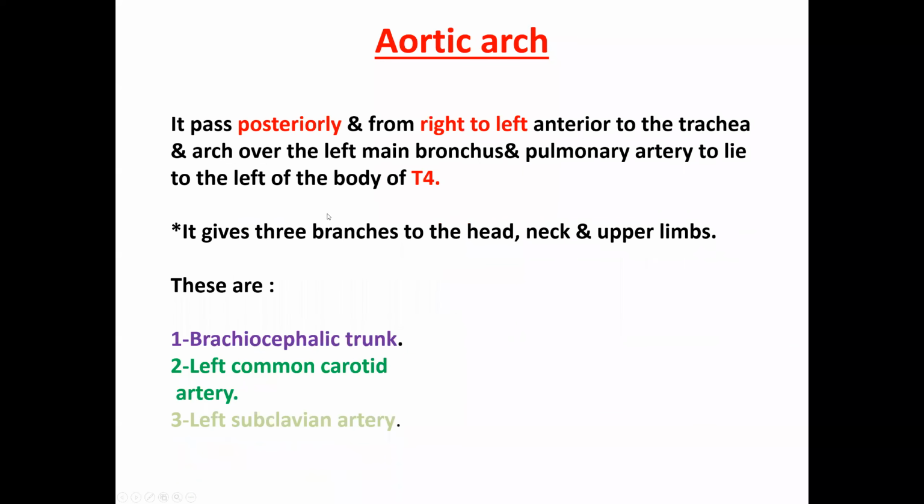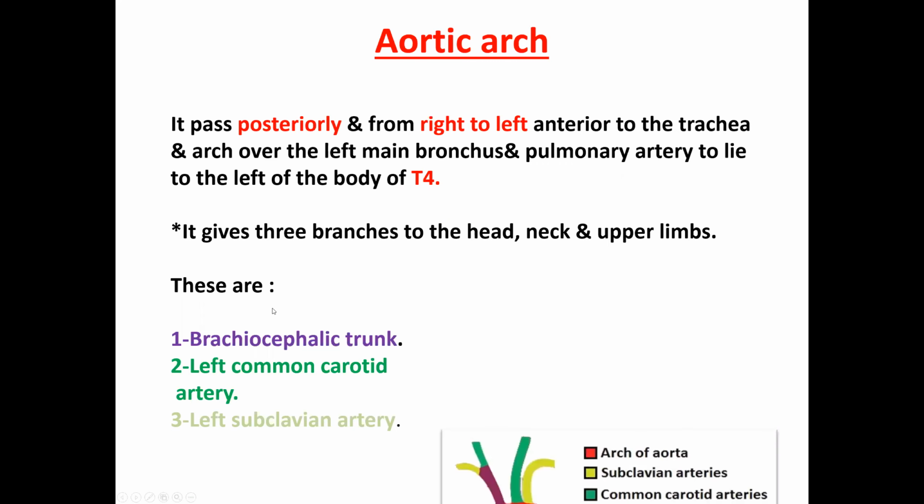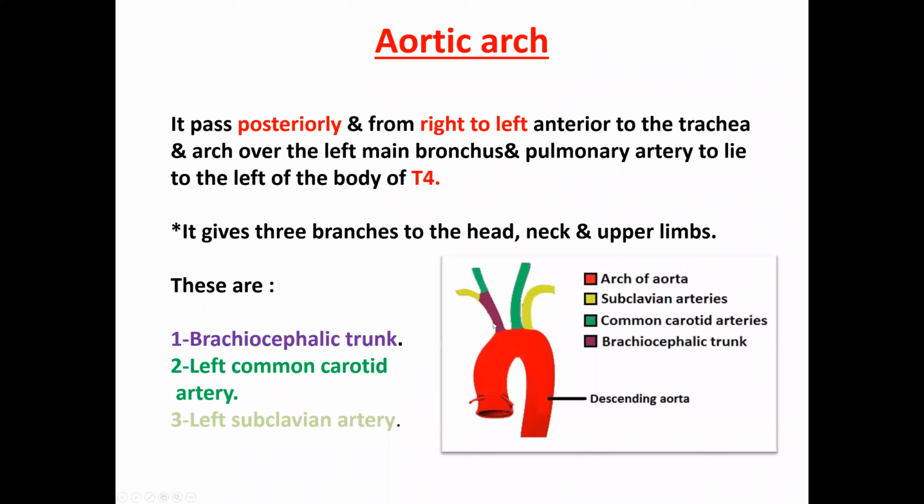Aortic arch. It passes posteriorly and from right to left, anterior to the trachea and arches over the left main bronchus and pulmonary artery to lie to the left of the body of T4. It gives three branches to the head, neck, and upper limbs. These branches are the brachiocephalic trunk, left common carotid artery, and left subclavian artery.